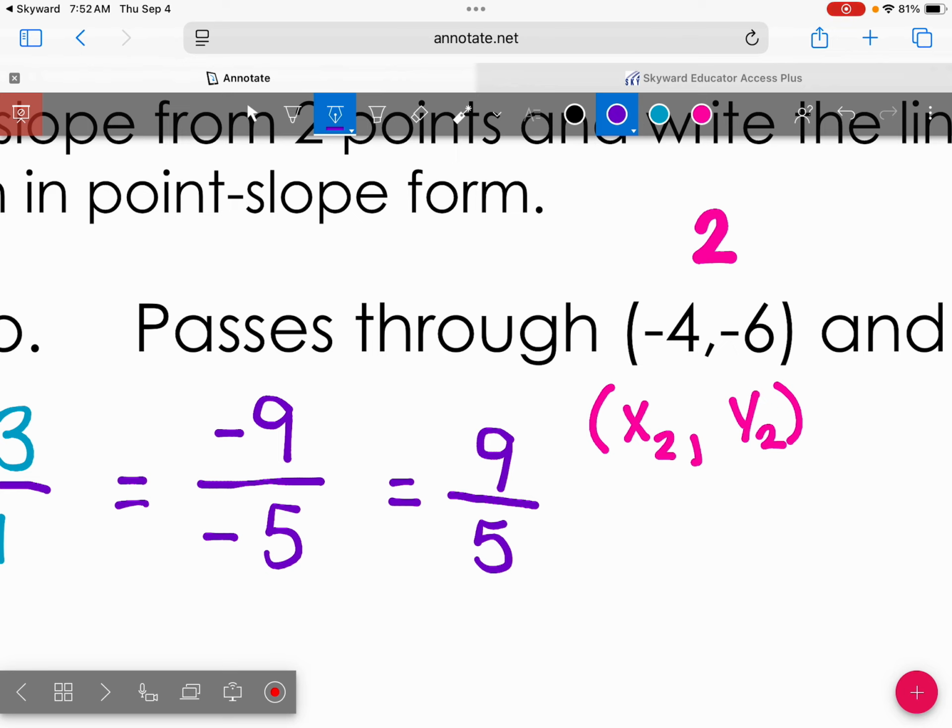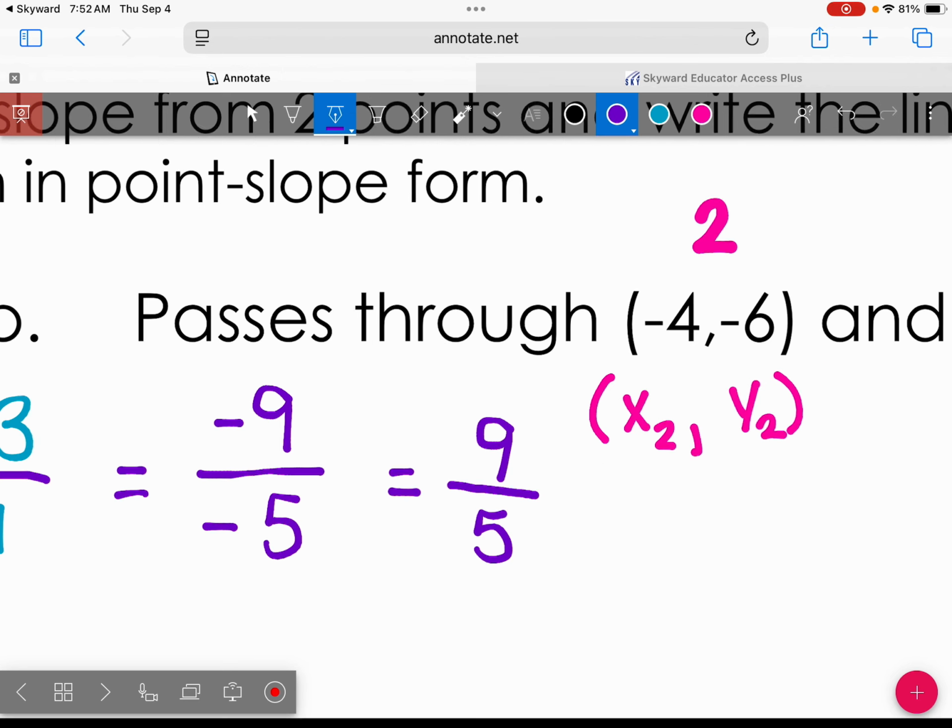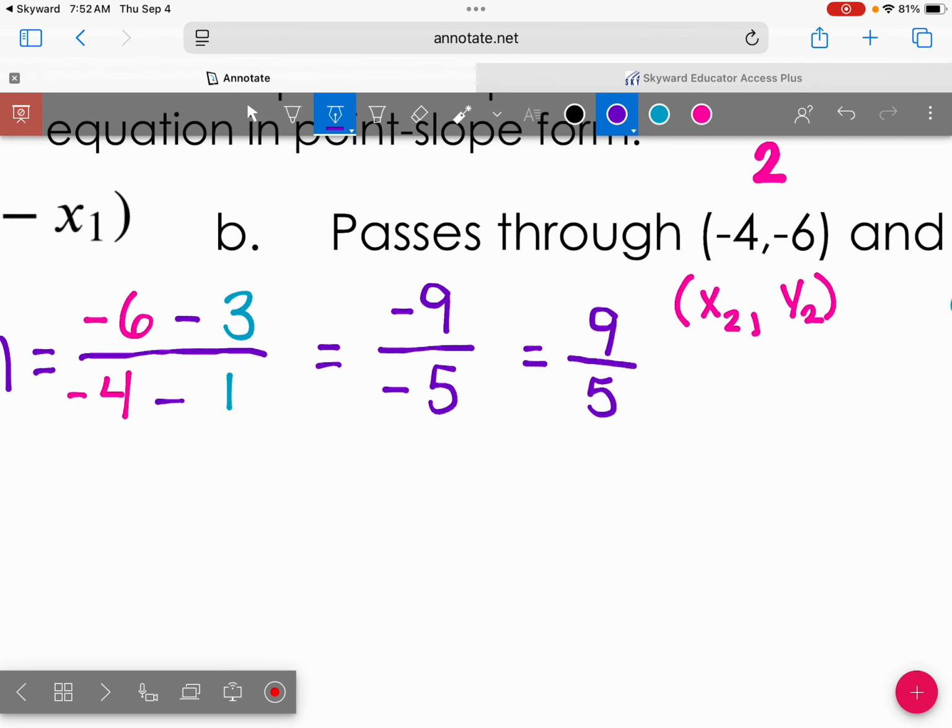But if we're thinking about this being slope, fractions are actually easier to work with. So I recommend just leaving it as a fraction. It's not wrong if you put it as a decimal. You can put it as 1.8. It's fine. It's just way harder to graph.